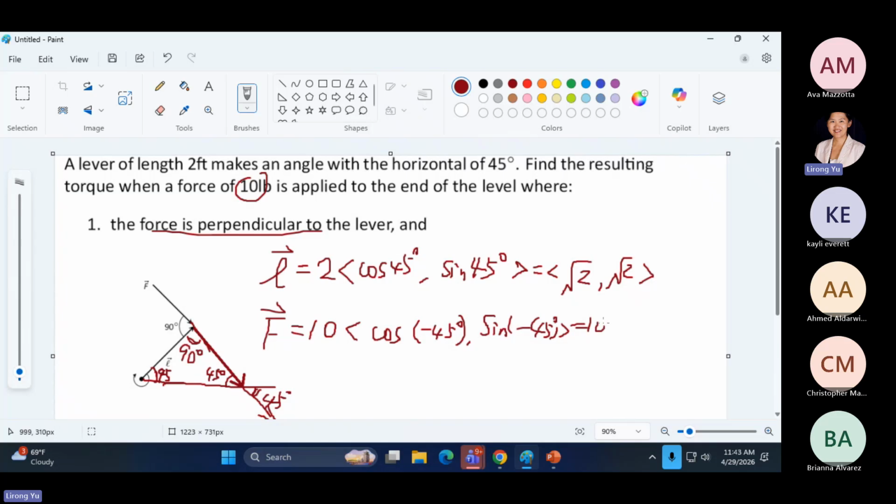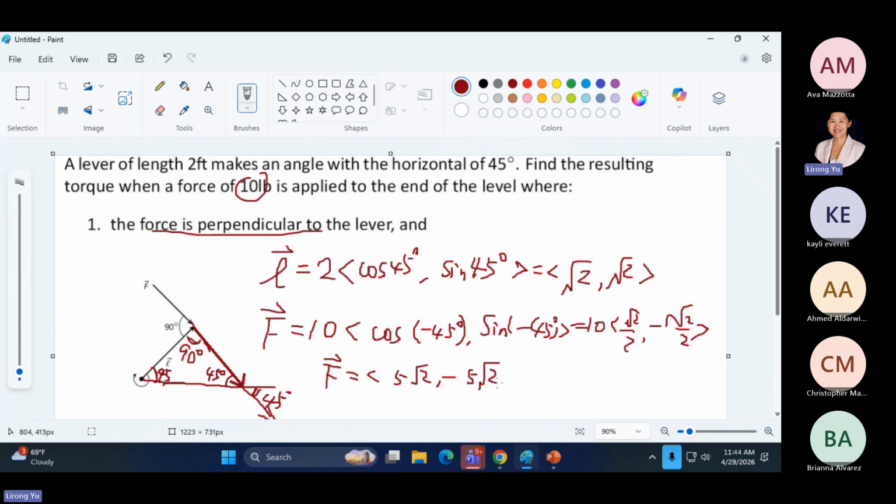So you will have 10 times 2, you can calculate. Cosine negative angle will equal cosine positive angle, and cosine 45 is root 2 over 2. So this will just be root 2 over 2. Sine negative 45 is negative root 2 over 2. So now we have our force equation. The force vector is equal to 5 root 2, and then negative 5 root 2. Because we have 10 times 1/2, that's why we get 5.